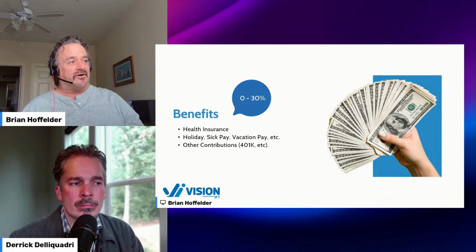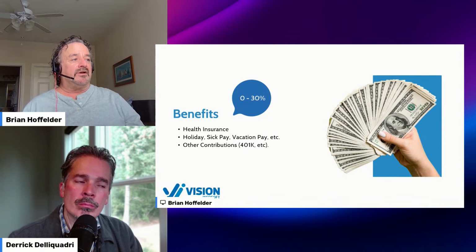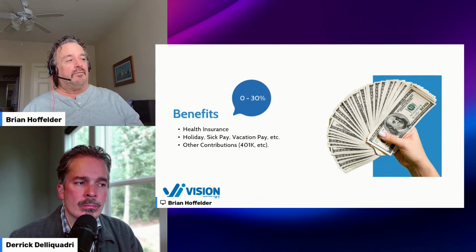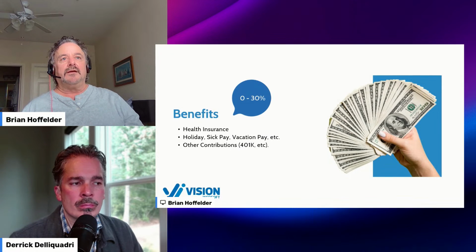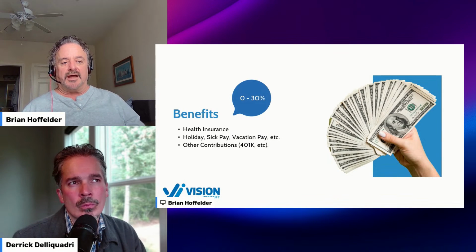It could literally be zero, maybe as high as 25, 30%. This is going to be the one that's probably the hardest to nail down. You're going to need to work with either your accountant or your bookkeeper to get this information if you don't already have it.